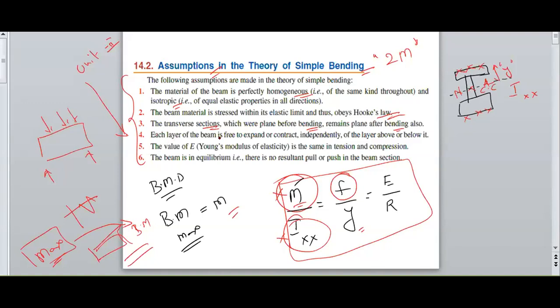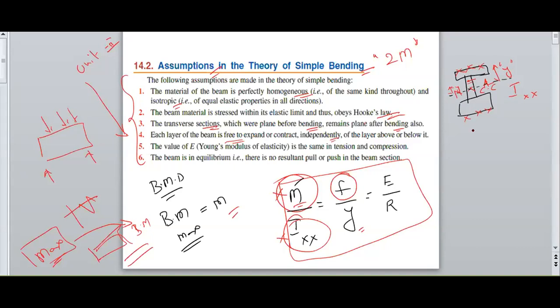Next, the fourth assumption is about the layers. We are considering the layers at a distance of y from the neutral layer. Whatever layers we are considering above the neutral layer, each is free to expand or contract independently.